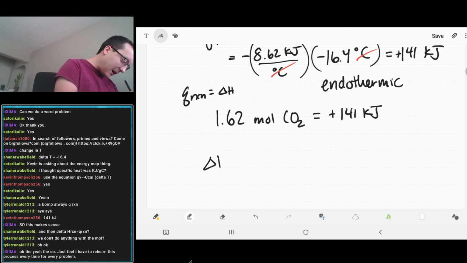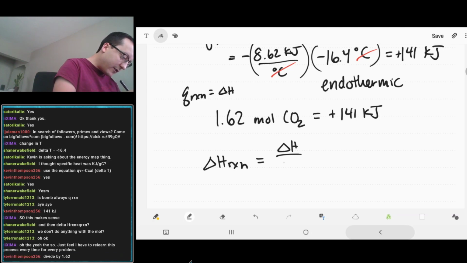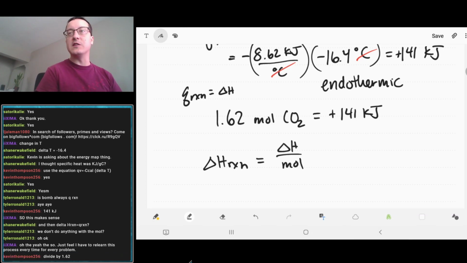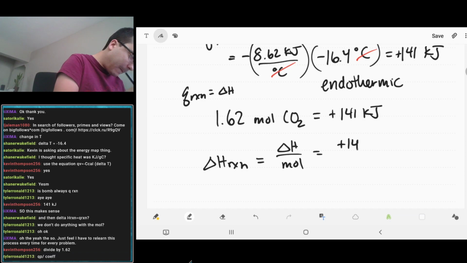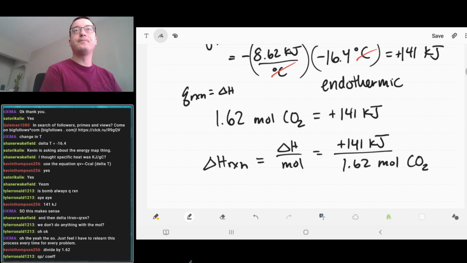Remember, delta H reaction is the delta H over the moles, right? So we're just going to divide this number by 1.62. We'll find it for 1 mole of carbon dioxide, and then we'll go ahead and expand it out to the full reaction using our coefficients.